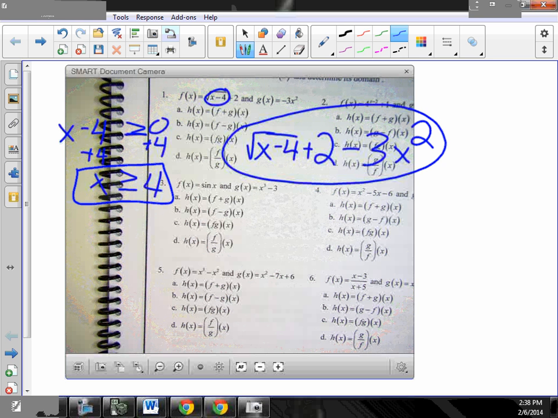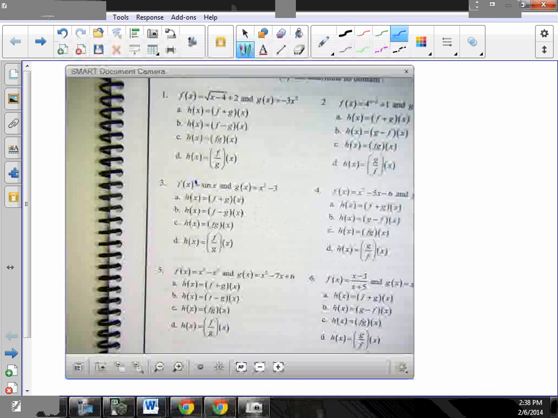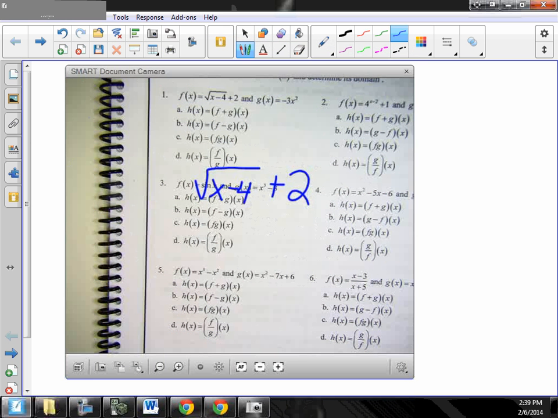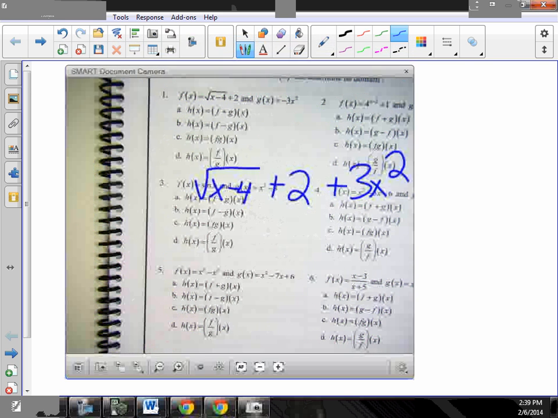So the smallest domain of each function is the domain that remains. If one function has a full domain and the other has a partial domain, that partial domain is going to kill the domain in the other one. So let's look at letter B. f minus g. So the square root of x minus 4 plus 2, minus negative 3x squared, which ends up being plus 3x squared. What is the domain of that? It's the same. x is greater than or equal to 4.